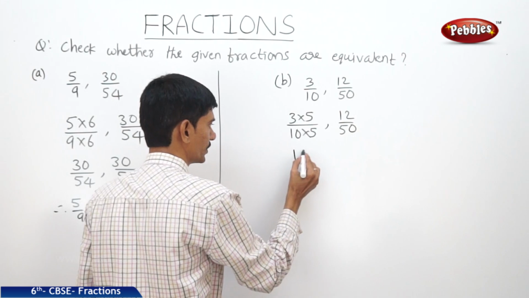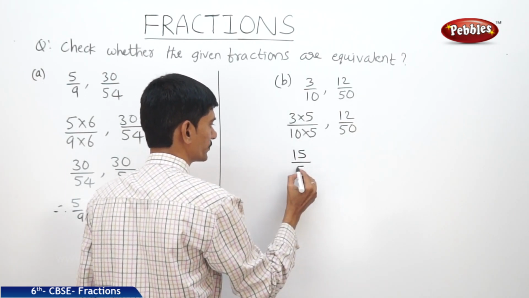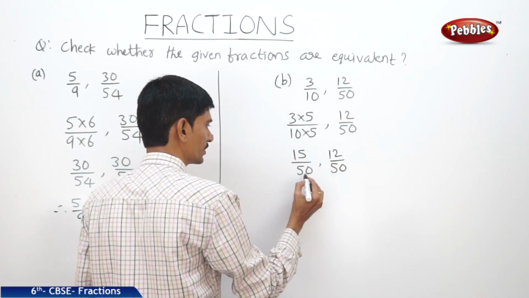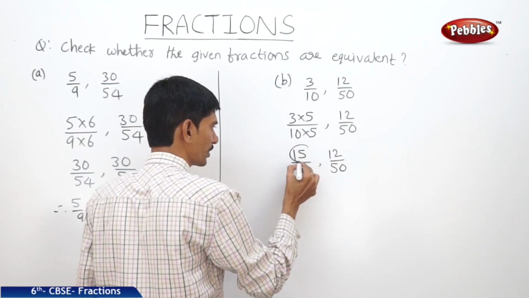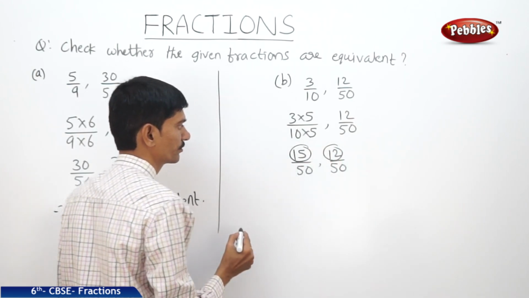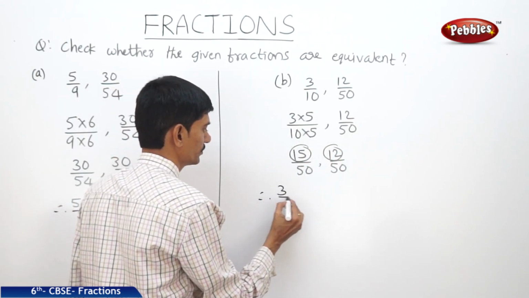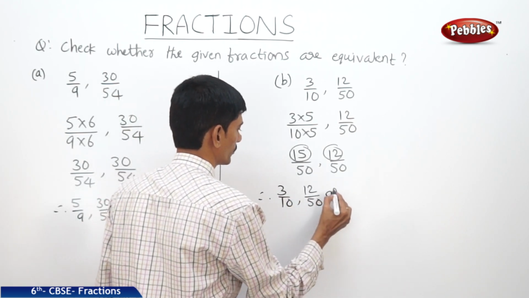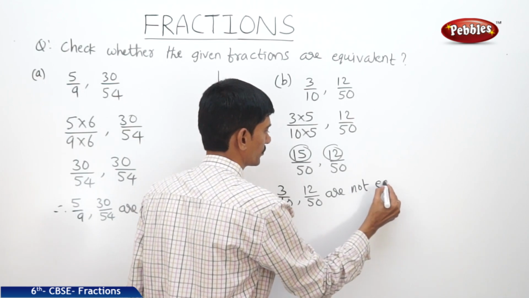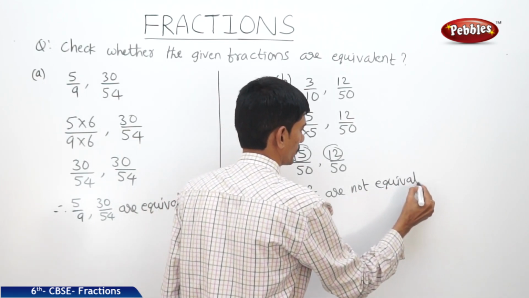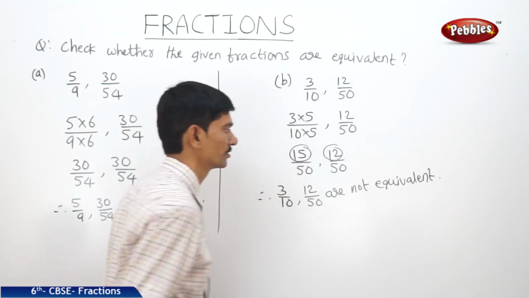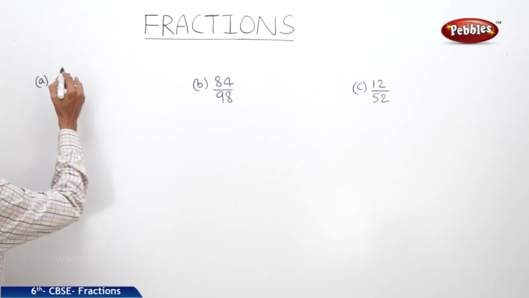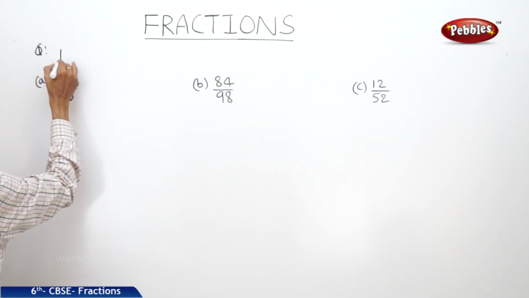Now 3 5s are 15 by 10 5s are 50, 12 by 50. So when you make the denominators equal, then the numerators are not equal. So therefore 3 by 10, 12 by 50 are not equivalent. Now let us see the next question. Reduce the following fractions to simplest form.